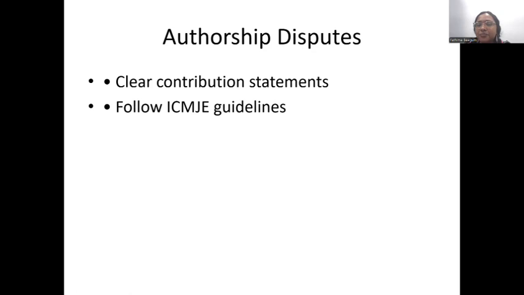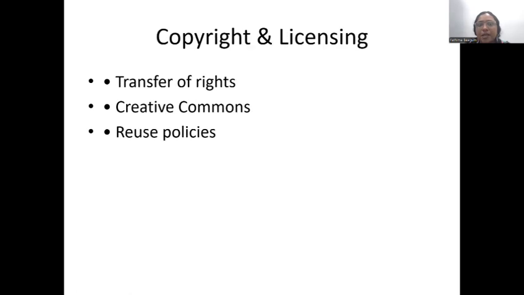For that, ICMJE journal guidelines are there. You can go through it and you can find out what the first author had done, what the second author had done, what the corresponding author had done, like this. Then copyright and license is there, transfer of rights, Creative Commons, then reuse policies are there.